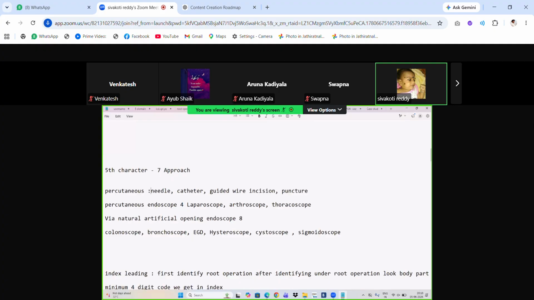If they use a needle, like needle biopsies, administration of medication or blood transfusion, catheter insertion, guide wire, incision, puncture like incisional drainage, centesis procedures, thoracentesis, paracentesis, removal of fluid or gases from the body, it should be considered as percutaneous approach.